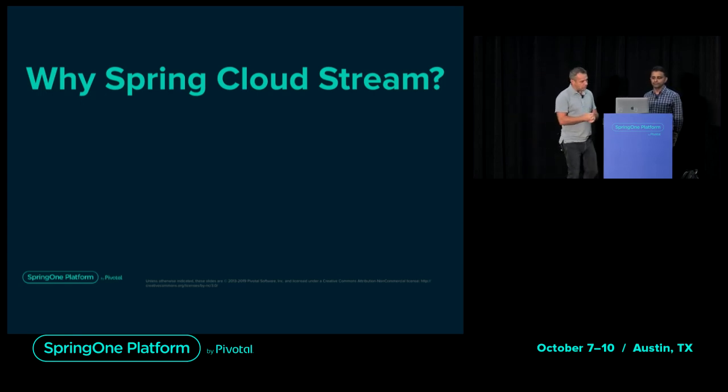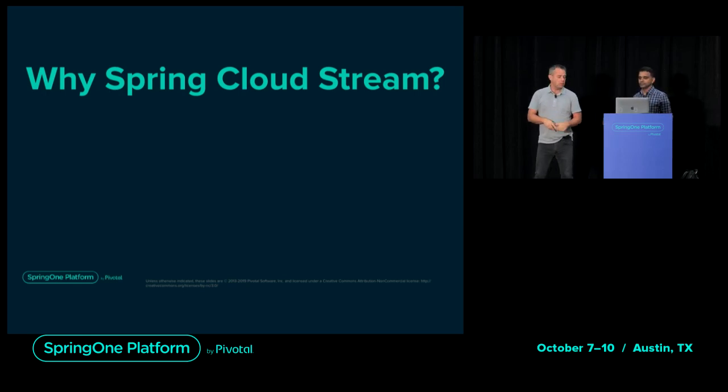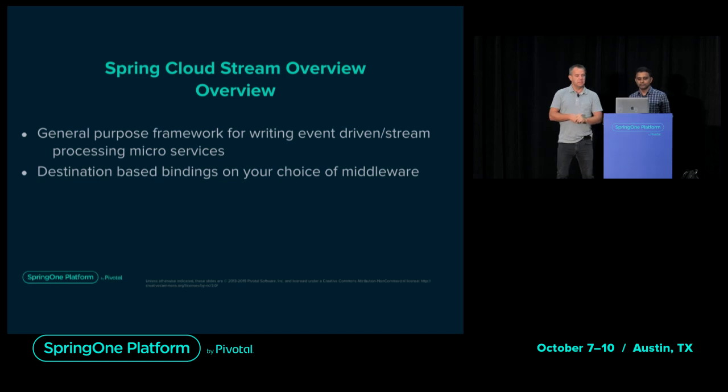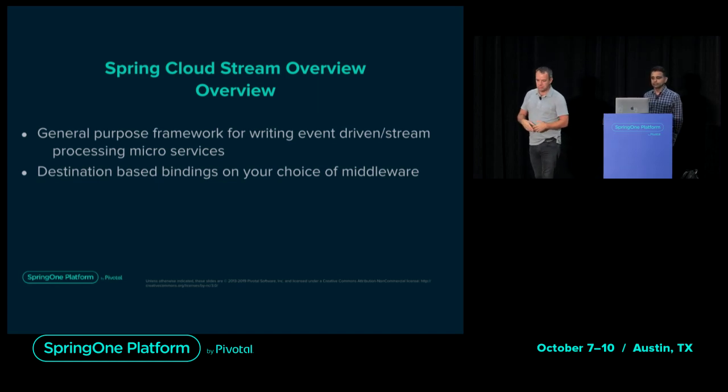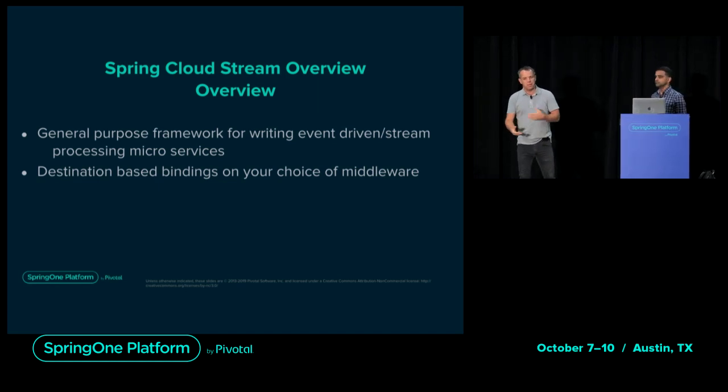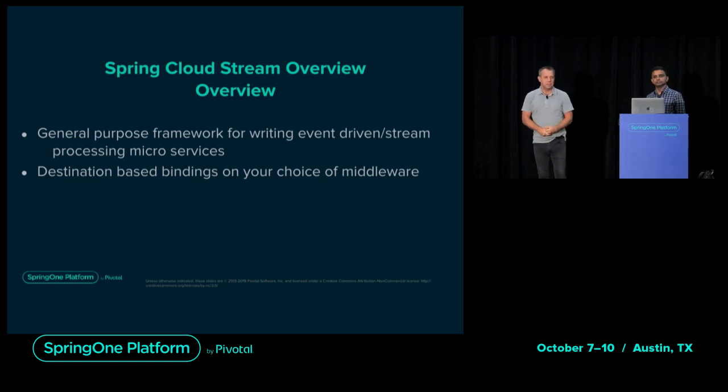So why Spring Cloud Stream? Well, why not? Spring Cloud Stream is a general purpose framework that allows you to build microservices, but a simpler way of explaining it is that it's basically a binding framework that allows you to bind your piece of code to remote destinations exposed by your broker.